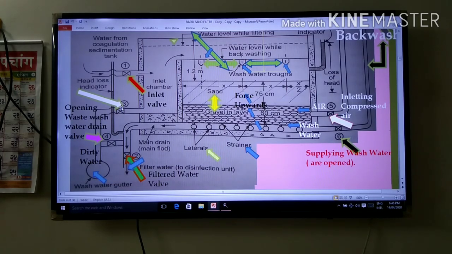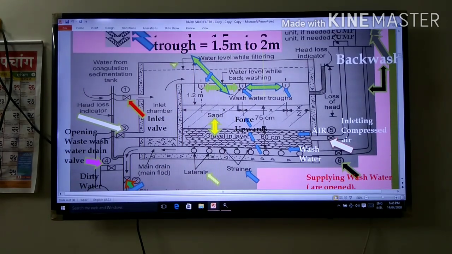Now the wall number 3 is also collecting the dirty water too. Then you understand that there are 6 walls provided in this rapid sand filter.